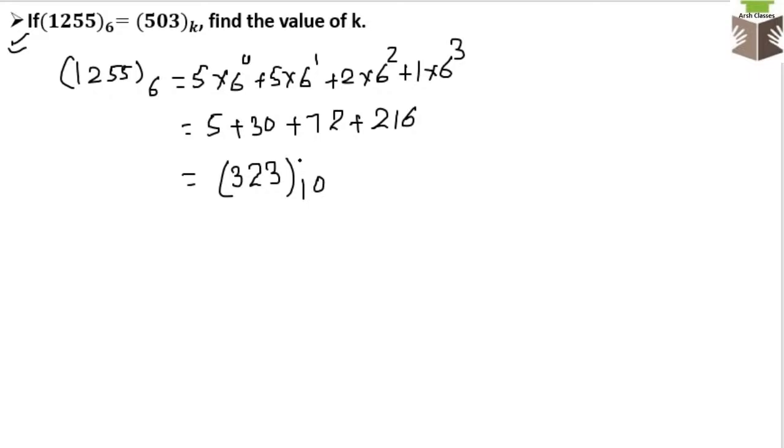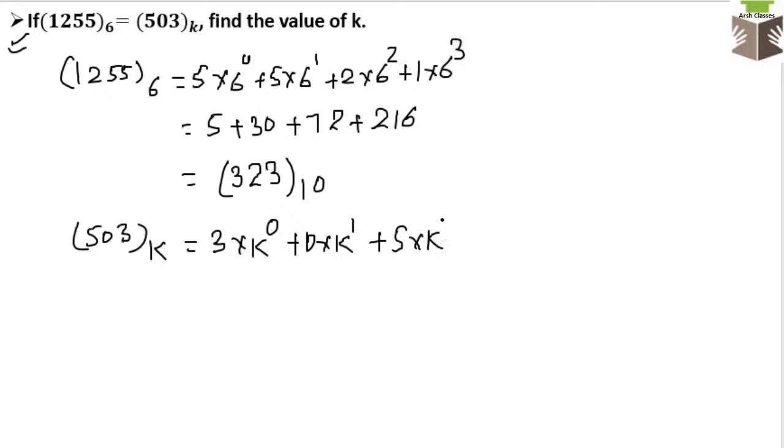It cannot be more than 10. So the other way is that we convert this 503 in base k to the decimal system. I will explain two ways to solve this particular question. This is 3 into k raised to the power 0, plus 0 into k raised to the power 1, plus 5 into k raised to the power 2. So 3 into k to the power 0 is nothing but 3, the middle term becomes 0, and this becomes 5 times k squared.